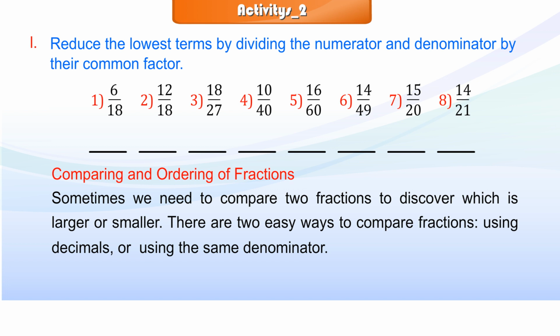Activity 2. Roman numeral 1. Reduce to the lowest terms by dividing the numerator and denominator by their common factor. 1. 6 by 18. 2. 12 by 18. 3. 18 by 27. 4. 10 by 40. 5. 16 by 60. 6. 14 by 49. 7. 15 by 20. 8. 14 by 21.